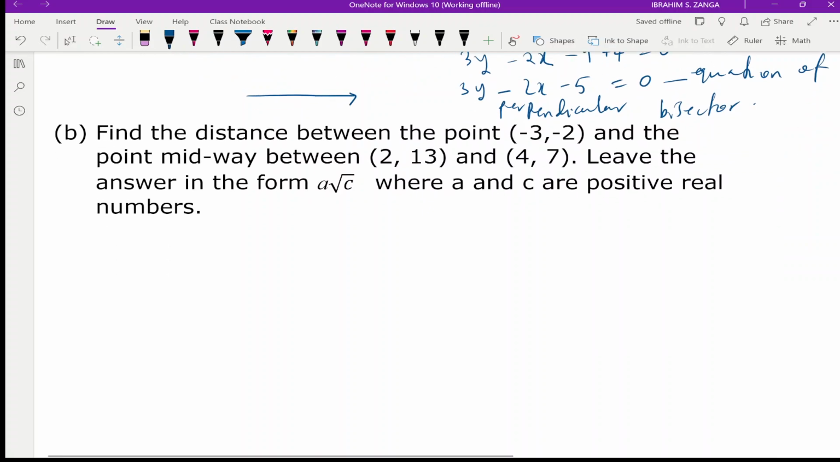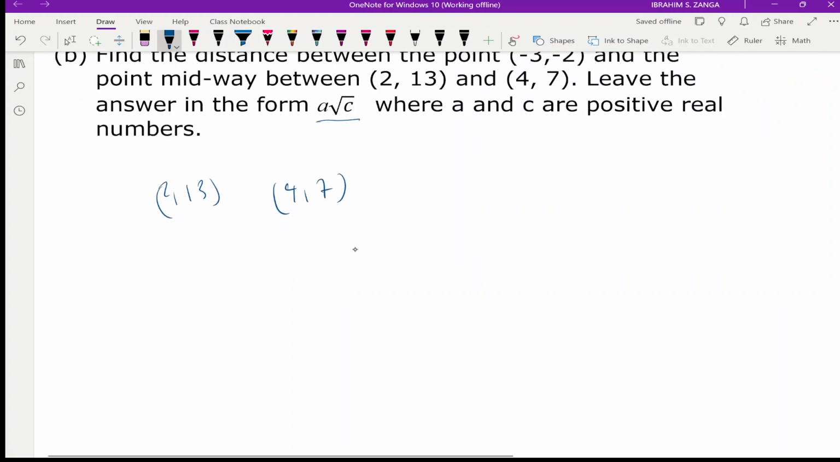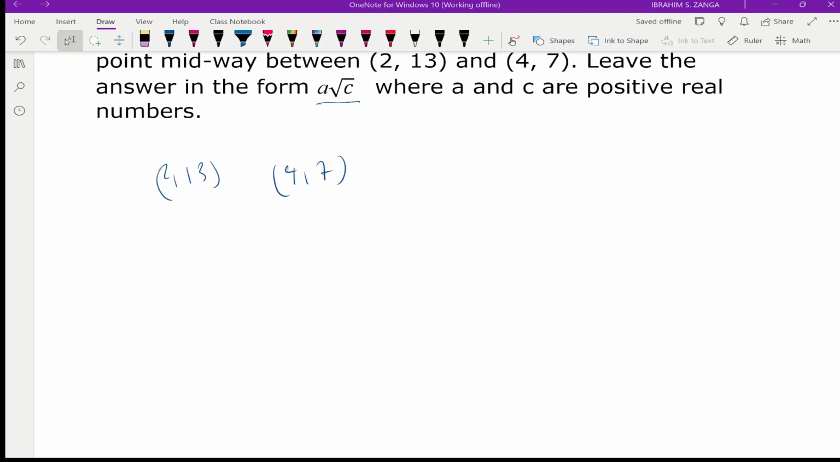Okay. The last part of the question is here. Find the distance between the point negative 3, negative 2 and the midpoint between 2, 3 and 4, 7. Leave the answer in the form of a root c, where a and c are positive real numbers. So first of all, starting with 2, 3 and 4, 7, we have to find the midpoint of these two points, dear students.